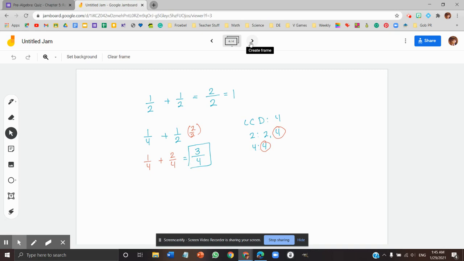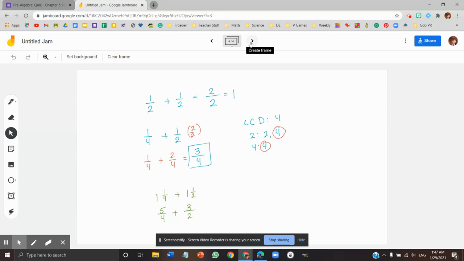Let's do one more. What if instead of that I have a mixed fraction? What if I have 1 and 1/4 plus 1 1/2? They're mixed fractions, and they have different denominators. Well, the first thing I have to do is turn the mixed fractions into improper fractions. And again, how do I do that? I'm going to multiply my denominator by my whole number, and then add my numerator. Let's do this. My denominator is going to be 4, and 4 times 1 is 4, plus 1 is 5. Same thing on the other side: 2 times 1 is 2, plus 1 is 3.